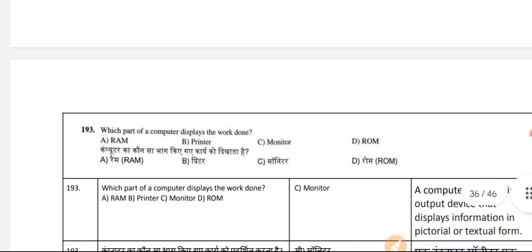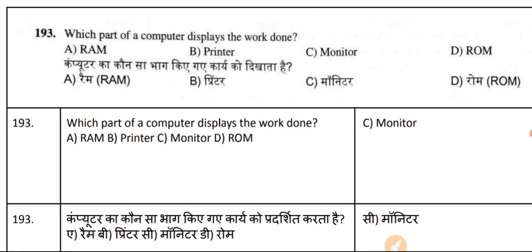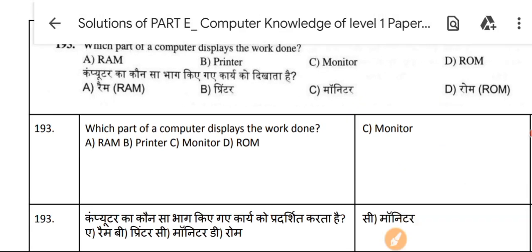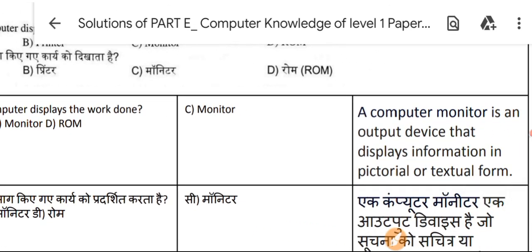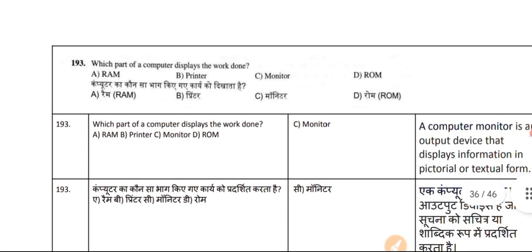Okay, next: which part of the computer displays the work done? Which part do we always use in the computer system? There are many parts given: keyboard, mouse, printer. Here it is given which part of the computer displays the work done. This is done by the monitor. Suppose you have completed any form, or made a payment on the computer, then the monitor displays that you have done this successfully. Okay, the computer monitor is an output device that displays information in pictorial or textual format. Okay, hope you understand this.